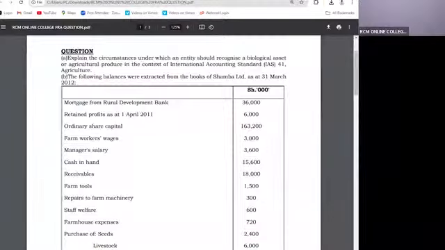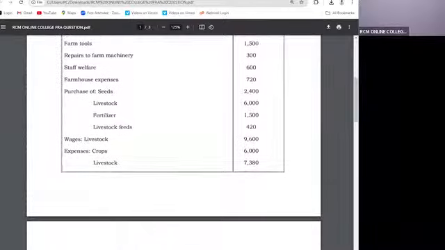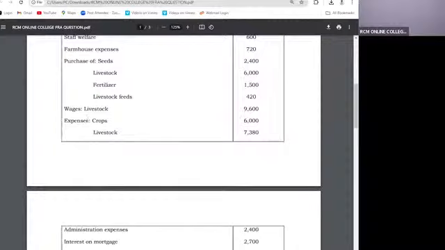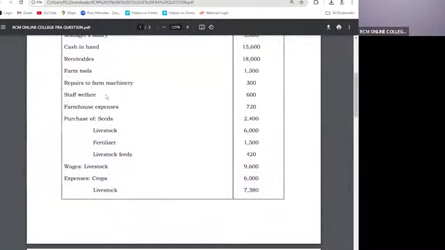I'll tell you why. Look at, for example, these expenses. We know expenses for crops and we know expenses for livestock. So these expenses that are apportioned are the ones that go to the individual biological assets account. These ones here, we call them direct. If you look at something like staff welfare, the staff are serving the whole farm, right? You can see the staff welfare here.